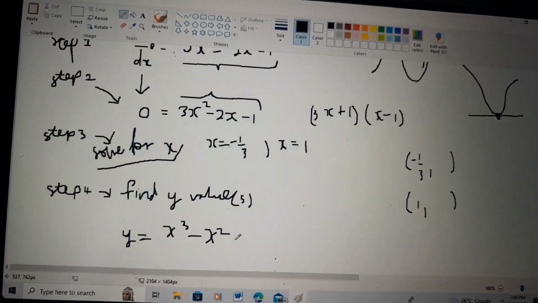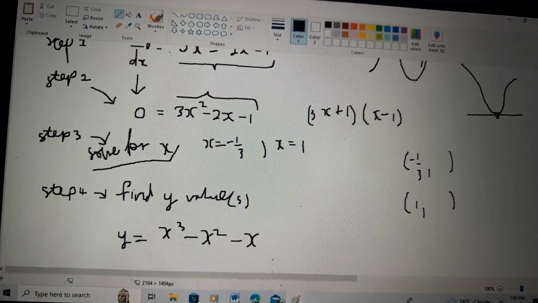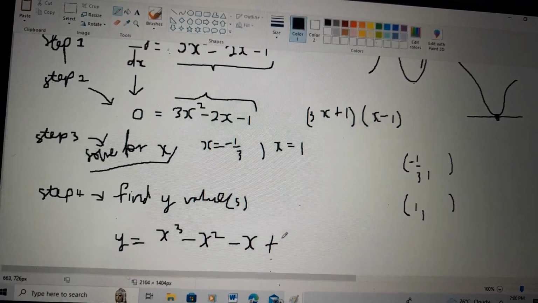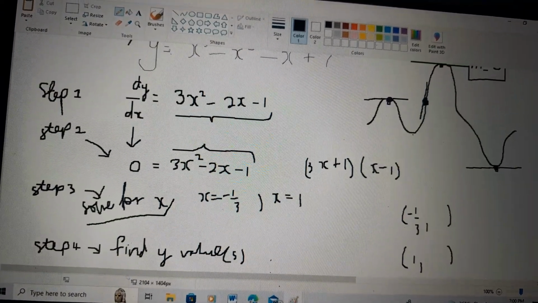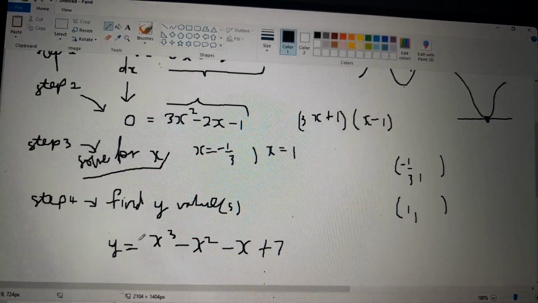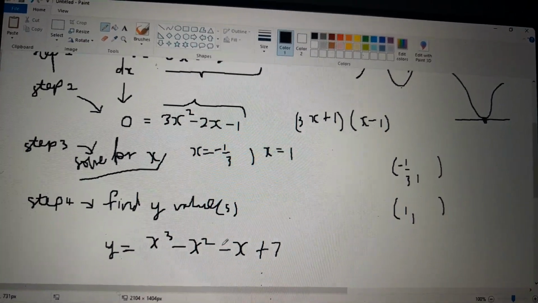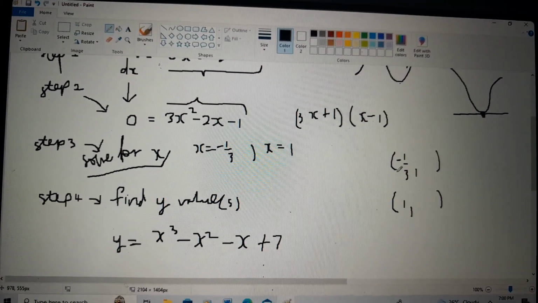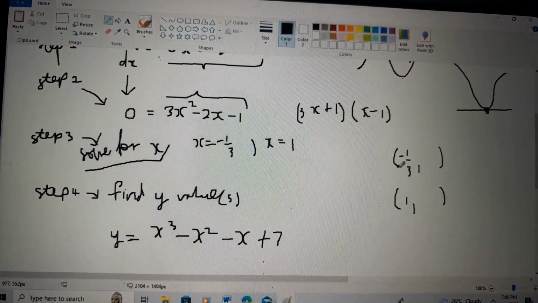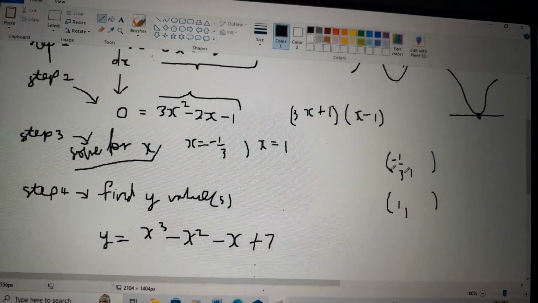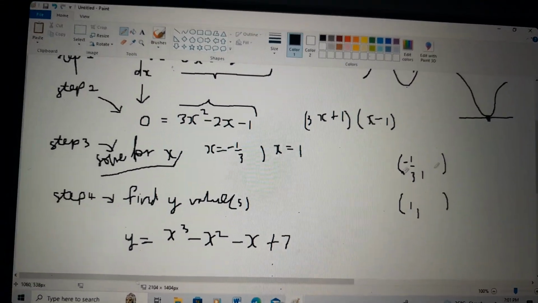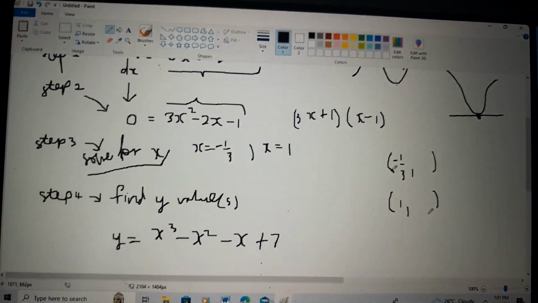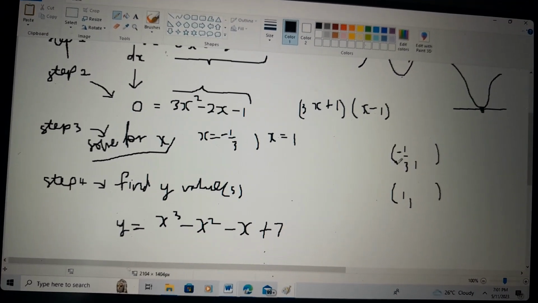Minus x plus 7. And I always say one thing to all my math students: you're a math major. And when it comes to simplifying things, substituting and stuff like this, no excuse. If you find that you're weak, in your spare time you have to work on it, right? So please substitute negative one third for x, find the corresponding y value, then substitute 1 and find the corresponding y value. 2 minutes for that as well.